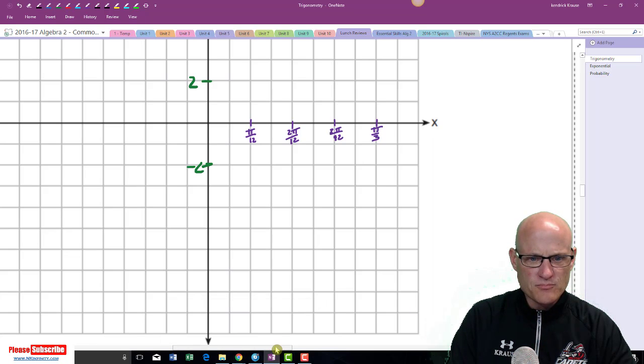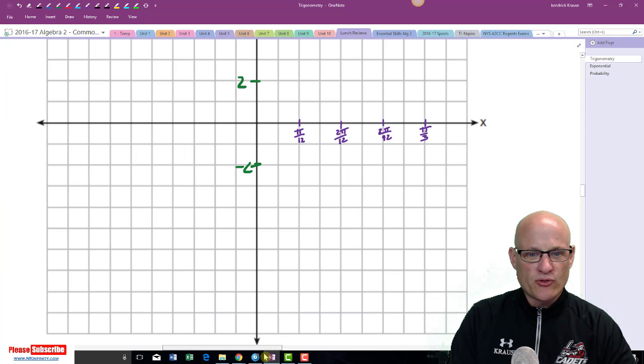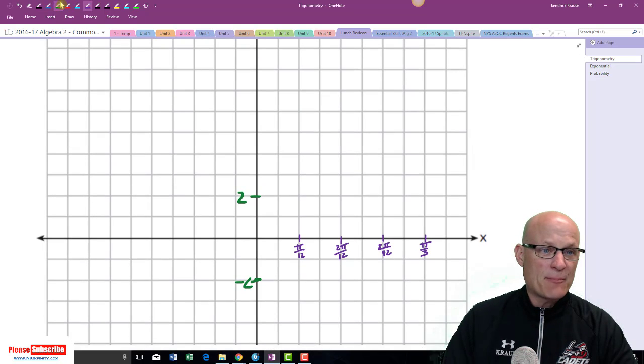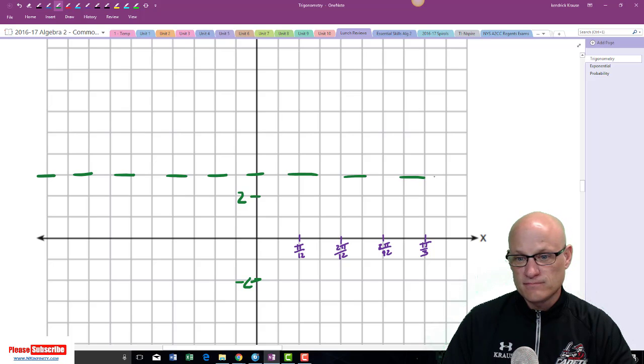Hold on. So now I'm going to draw in my midline. My midline is y equals 3. Since y equals 3, since it's a midline, it's not part of the graph. It has to be in dotted lines. So I'm just going to do dashed lines because there's my midline. And that's y equals 3.